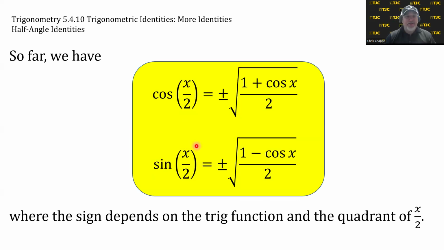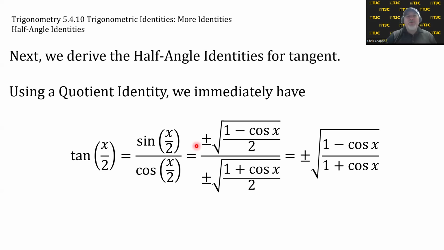Now we also have one for tangent. Actually, we have 3 for tangent. So let's derive the half-angle identities, plural, for tangent. Using a quotient identity, we immediately have the following. Tangent of x over 2 equals sine of x over 2 over cosine of x over 2. But we can put the half-angle identities on top of each other, and through a little bit of algebraic manipulation, we can merge these into one fraction. The 2's cancel, and we get plus or minus the square root of 1 minus cosine x over 1 plus cosine x.